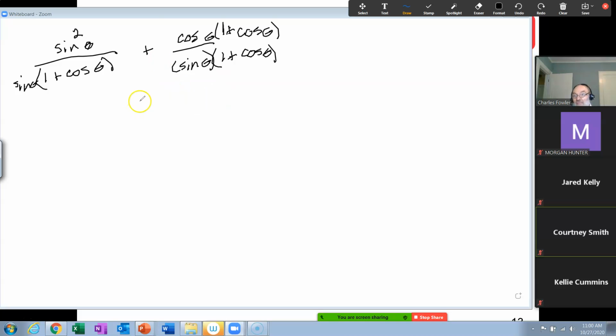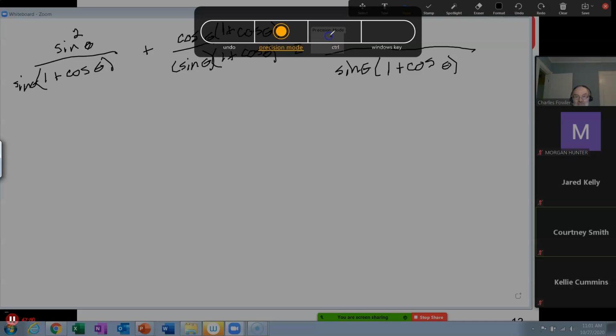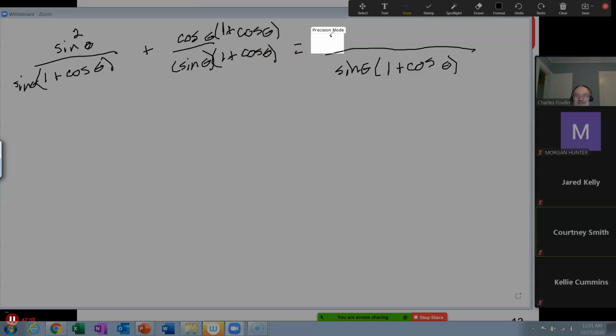Well, we've got a little bit of cleaning up. We've got a least common denominator now, so we're going to hang on to that for a moment. So let's just write that as our denominator here. That would be sine theta times 1 plus cosine theta. Now, is there any advantage to multiplying that through? Not that I can imagine. Leave it in as simple a form as you can, factored completely. So that's your denominator. Your first numerator here is just sine squared.